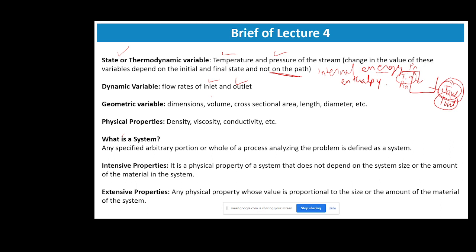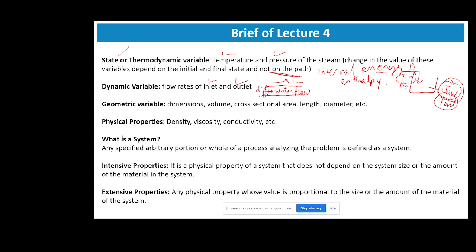As the name suggests, a geometric variable is related to the dimensions or the configuration of any instrument. Suppose you have a pipe in which water is flowing. The length of the pipe, the diameter of the pipe, or instead of diameter, the cross sectional area of the pipe, and also height, all represent geometric variables.